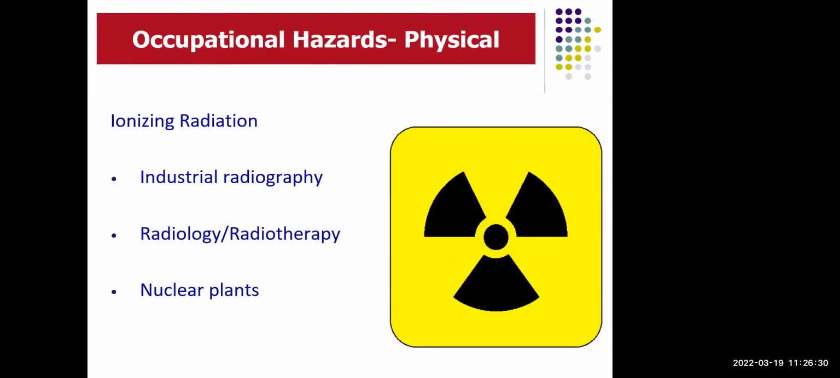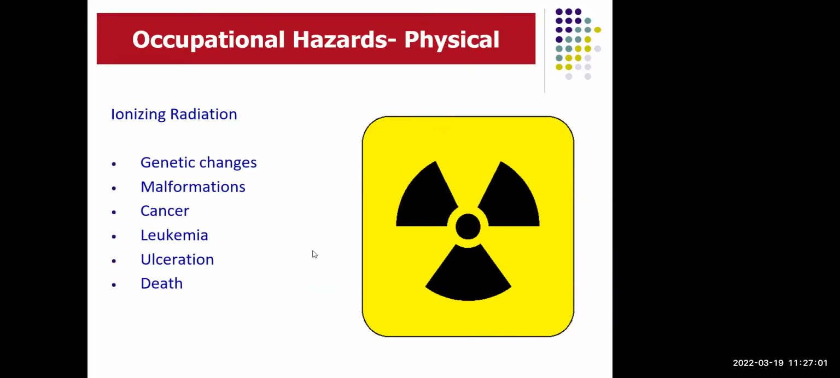Now, ionizing radiation. People are a little afraid of this, but believe me, like air travel, nuclear plants are one of the safest workplaces because there are so many controls in place. Of course, when a problem occurs, it's a disaster, but otherwise it is very safe. So it could be nuclear plants, industrial radiography, or radiology and radiotherapy in the healthcare setup. So what can ionizing radiation cause?